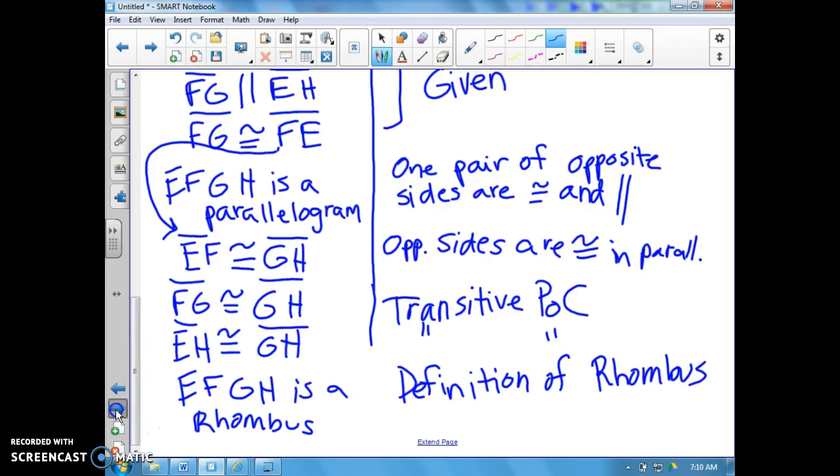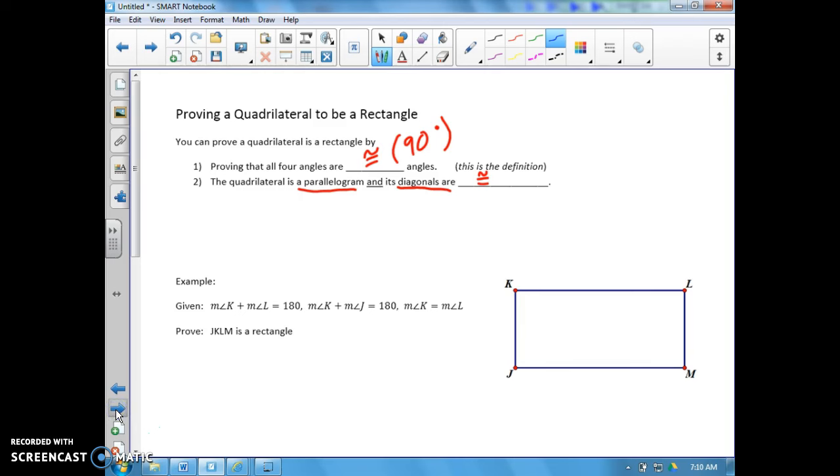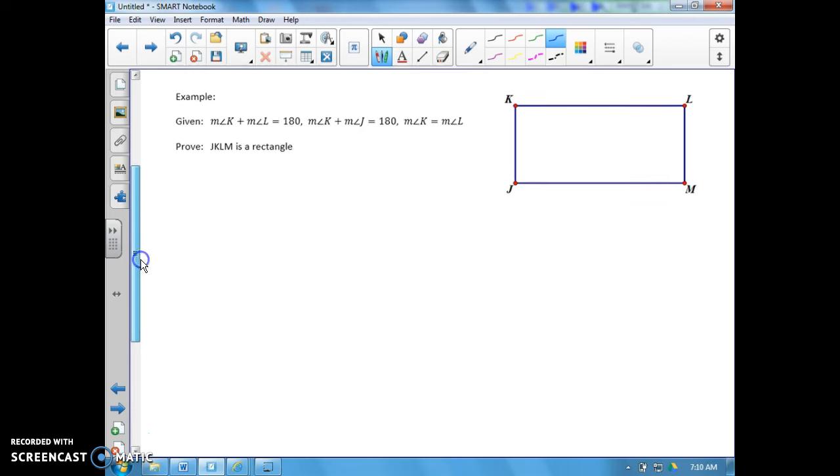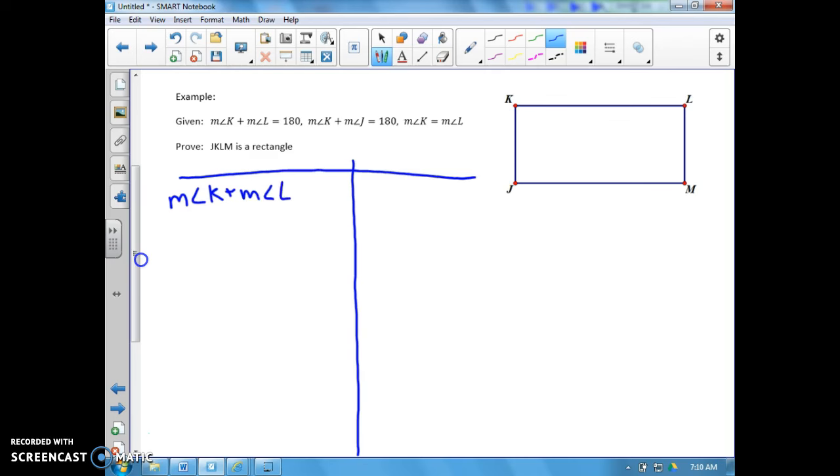All right, let's take a look at that rectangle proof now. Okay, I'm going to try really hard to shorten this proof because I'm looking at my notes going, it's really long. So, here we go. We are given in this problem quite a bit. We are given that the measure of angle K plus the measure of angle L equals 180 degrees.